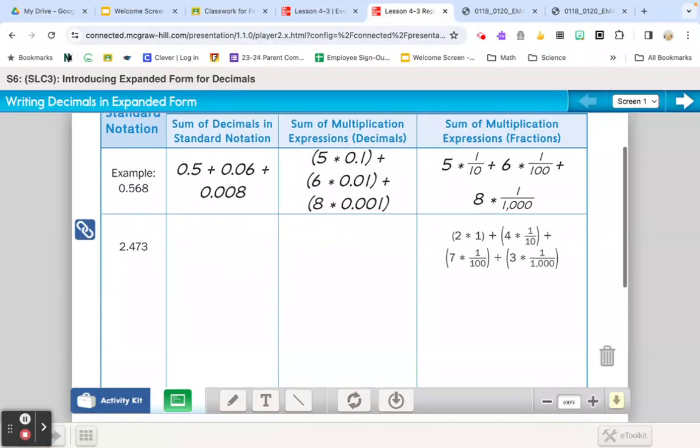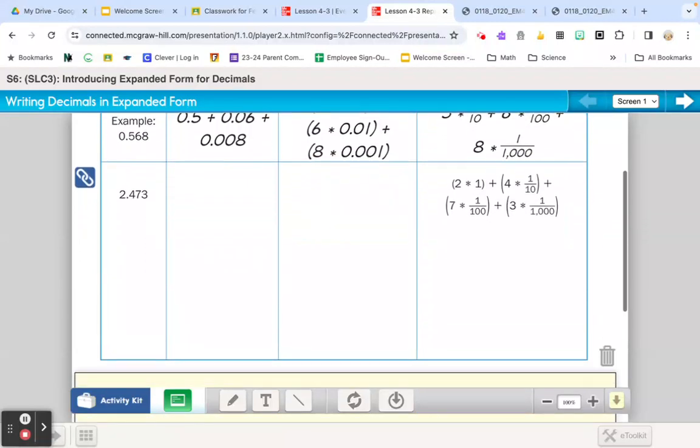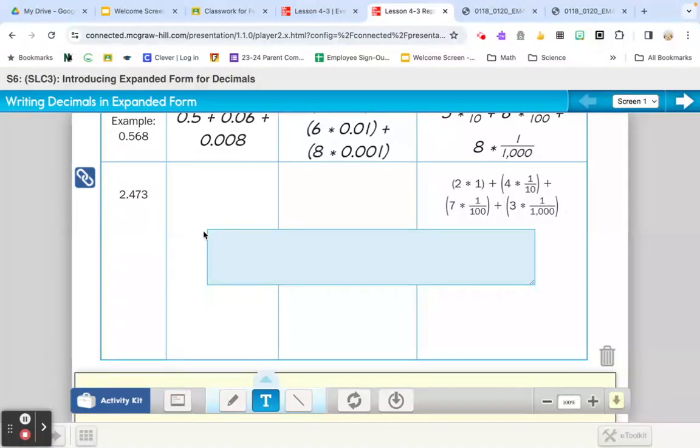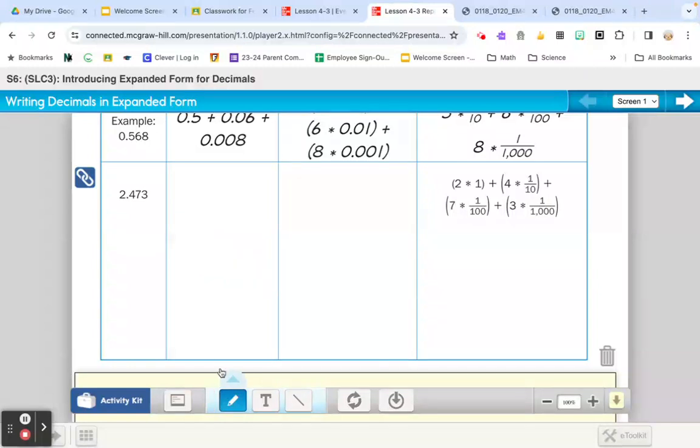So let's go ahead and tackle this first example. See if they let me use the text box. That'll be easier. I might just stick with the pencil. It's going to take me a little longer, but we'll get through it.